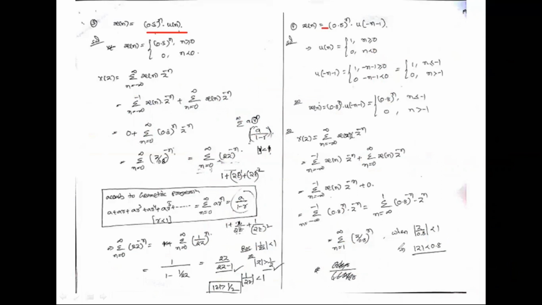the function is the same. The X of z function is the same, but the ROC is different. The ROC is greater than 0.5 here, and the ROC is less than 0.5 there. Okay. Clear, my dear friends? Then go to another example.